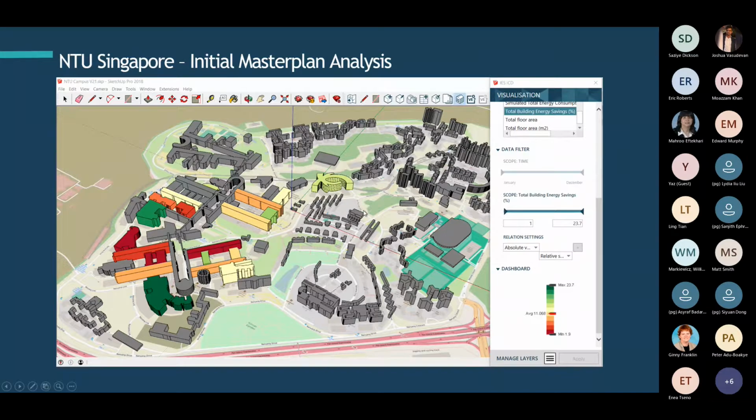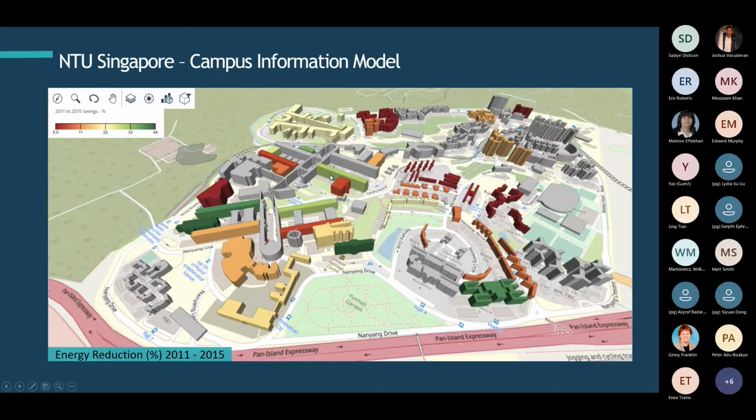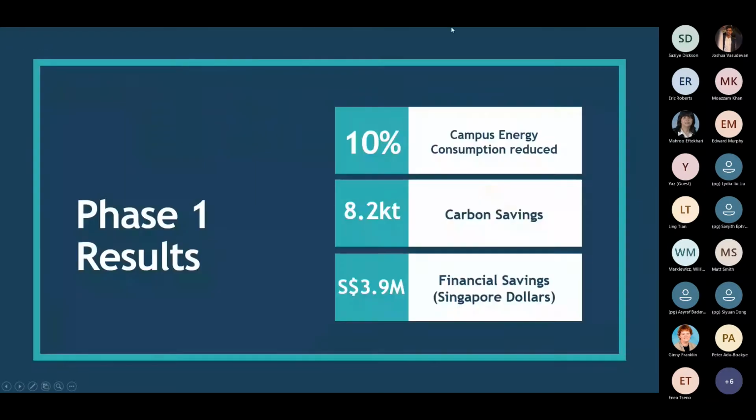And as a result of that initial high-level campus-wide approach, we were able to demonstrate a 10% reduction in energy, and 8.2 kilotons of carbon was saved, and I think that the 3.9 million Singapore dollars translates to about £2 million worth of savings.